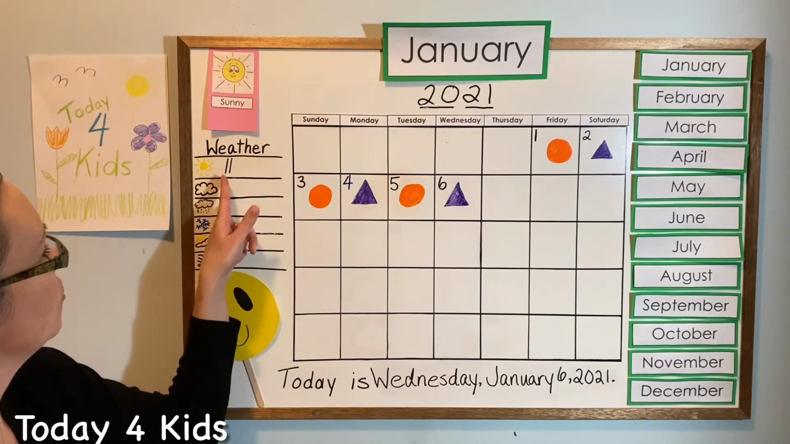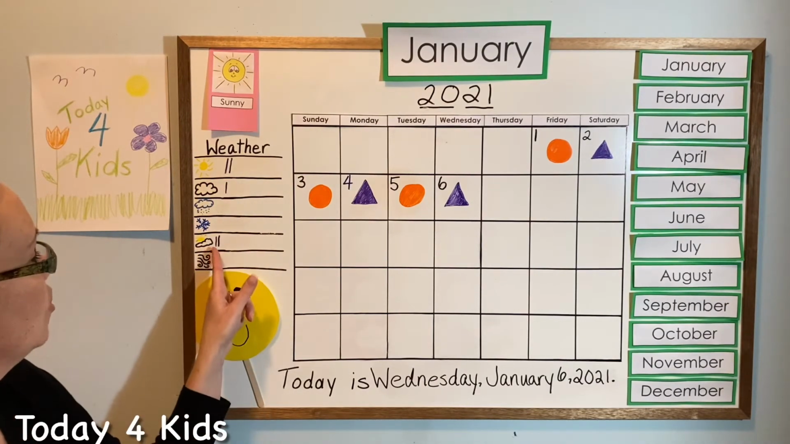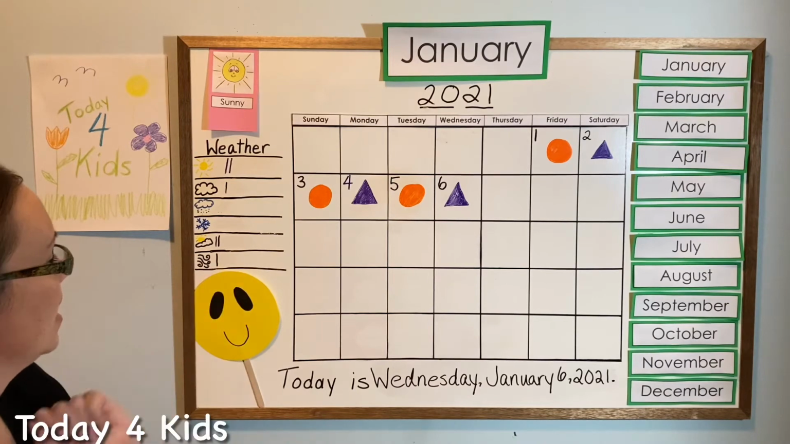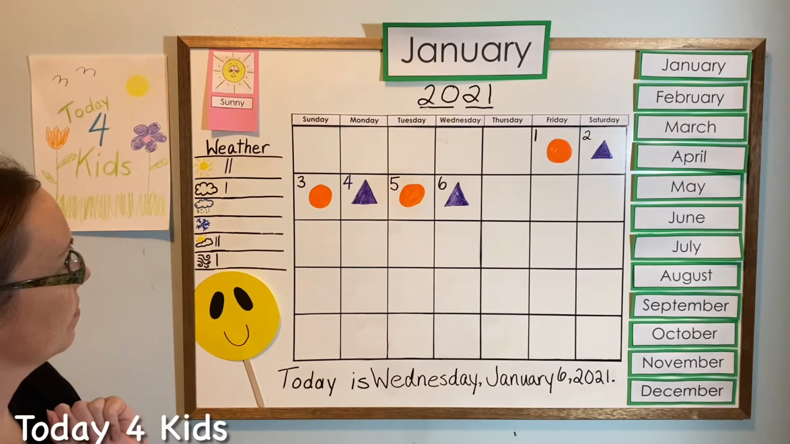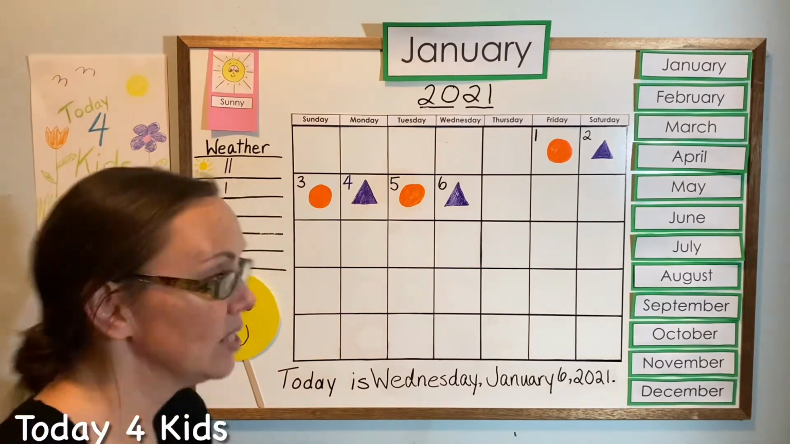So we've got 2 days of sunny, 1 of cloudy, 2 days of partly cloudy, and 1 day of windy. It'll be exciting to see how many days we have of each this month.